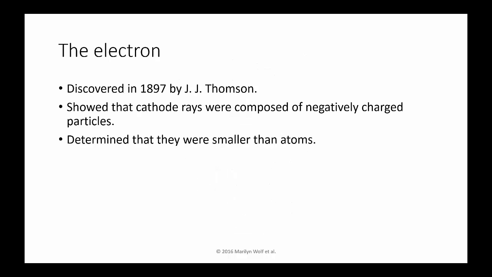But remember that he discovered this effect before the electron was known. The electron was discovered in 1897 by J.J. Thomson, who showed that cathode rays were composed of negatively charged particles and that they had to be a lot smaller than atoms.